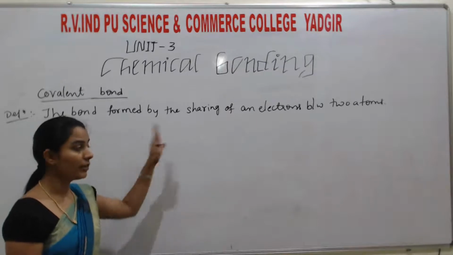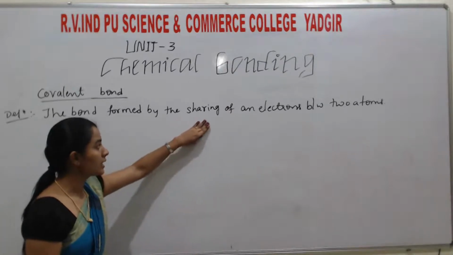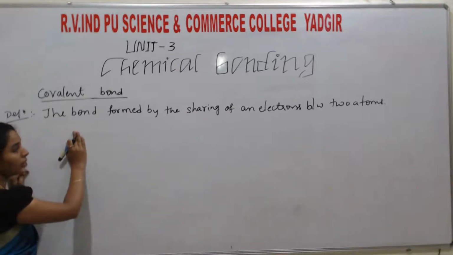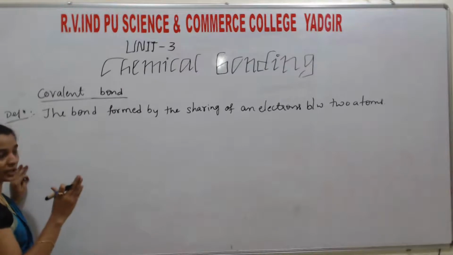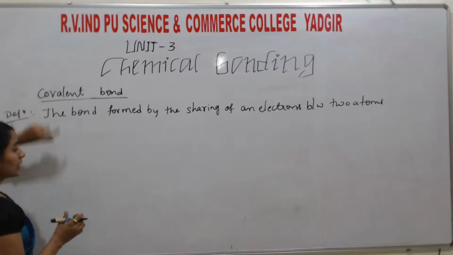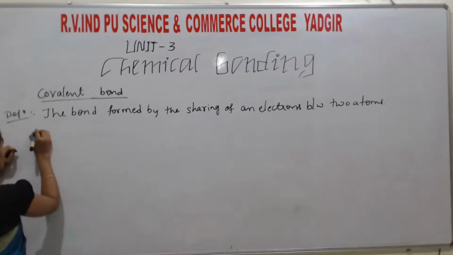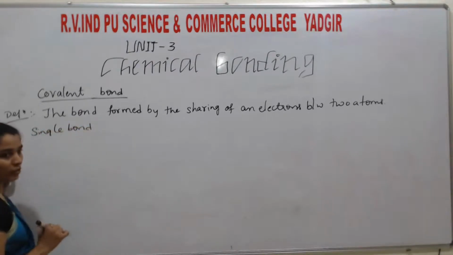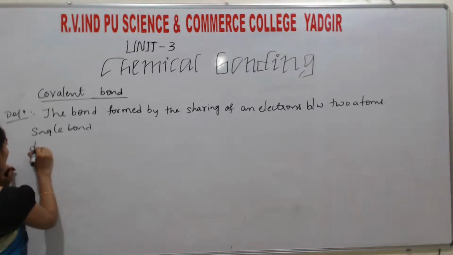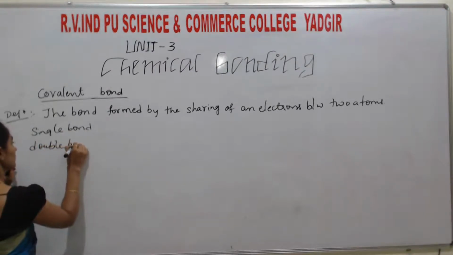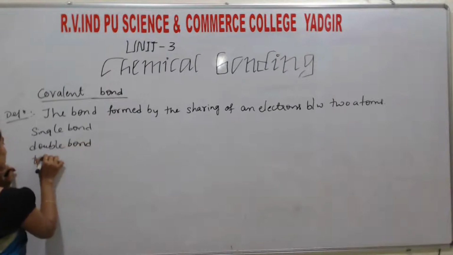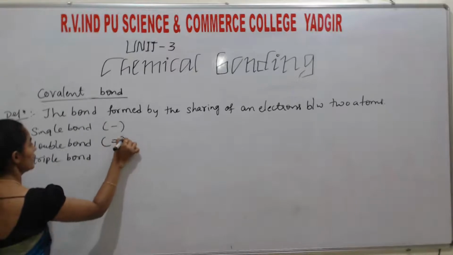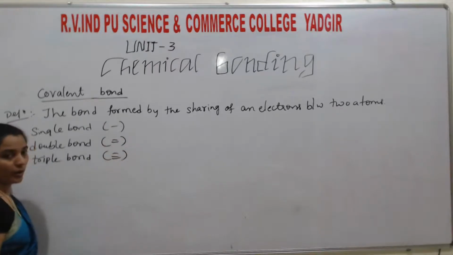Initially, ionic bonding required complete transfer of electrons. Here there is only sharing of electrons. So here students, this covalent bond is formed by the sharing of electrons. There are types of bonds. Single bond is there, if one electron pair is shared between two atoms. Double bond is also there, triple bond is also there. So there is single bond, double bond and triple bond.